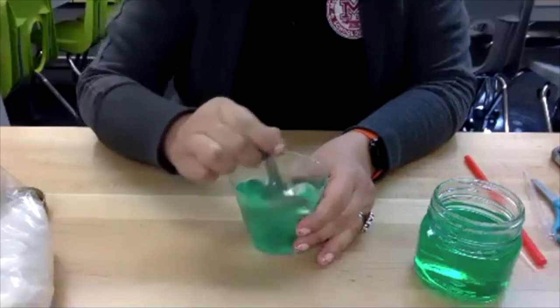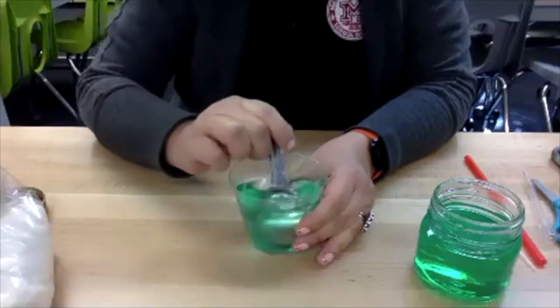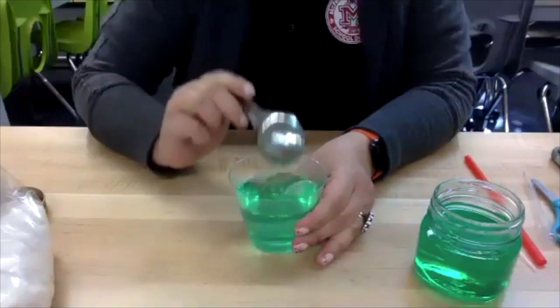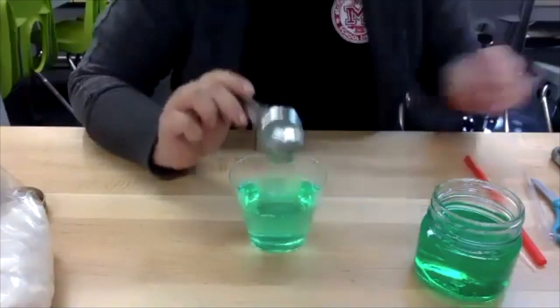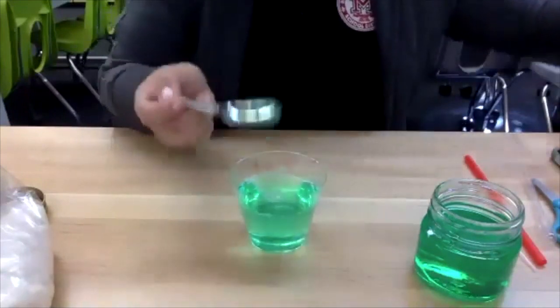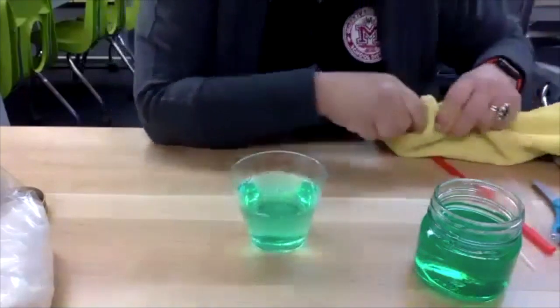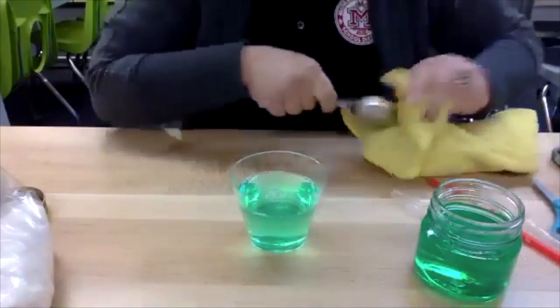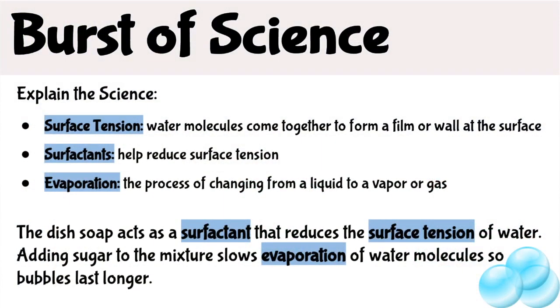But as most of you may know, we want to build with bubbles. And in order to do that, we want to make sure that our bubbles are going to last. And so that is where our sugar comes from. The sugar helps our bubbles so that they don't evaporate. And that is another vocabulary word. Evaporation is the process of changing from a solution to a gas or a vapor.